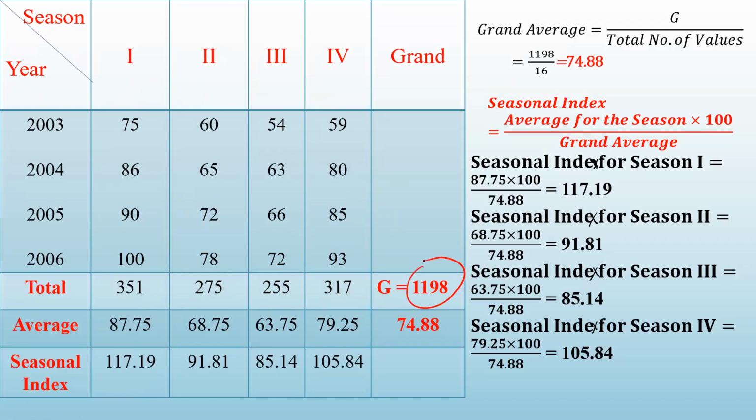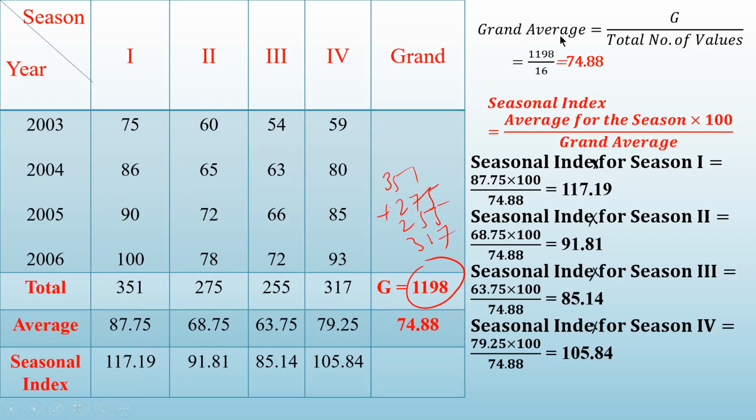This figure 1198 is equal to sum of all the numbers. So how are we getting this figure? It is 351 plus 275 plus 255 plus 317. When you add all these numbers, you get 1198. So that is the grand sum, the sum of all these numbers.